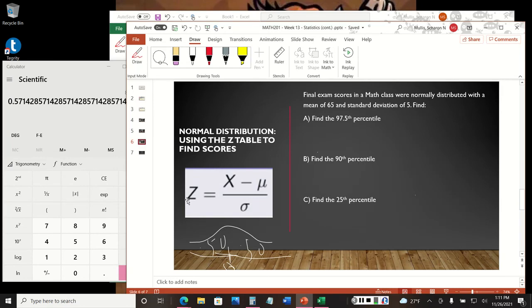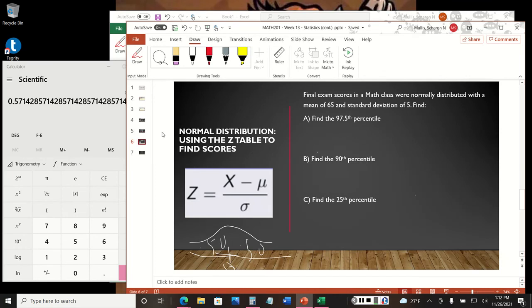And we have Z equals X minus mu over sigma. And we know that sigma is the standard deviation. Mu is another way of saying mean. And Z, the Z table that we're going to use, the Z is the area of the curve. The X is the unknown value. So we're going to use this equation to find out what the score is at the 97.5th percentile.